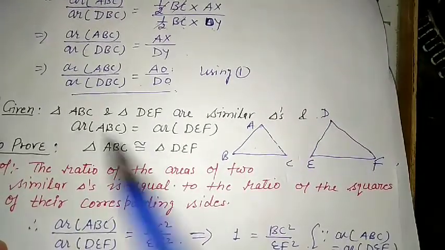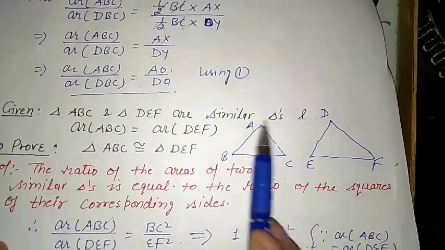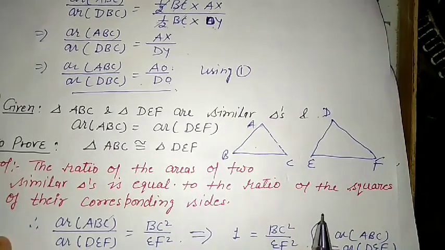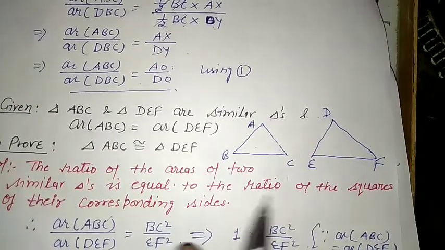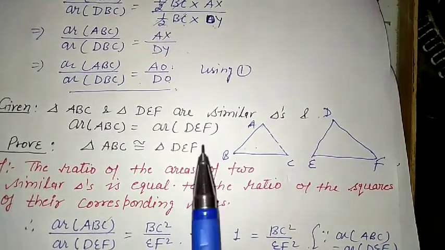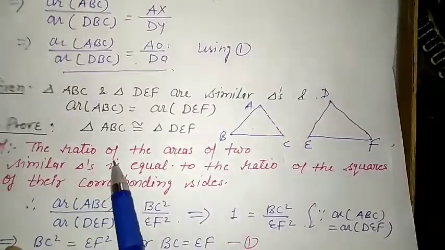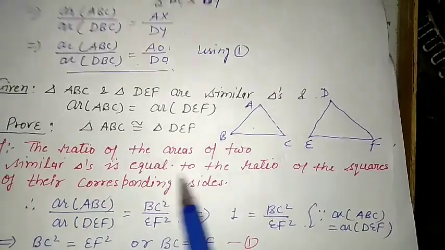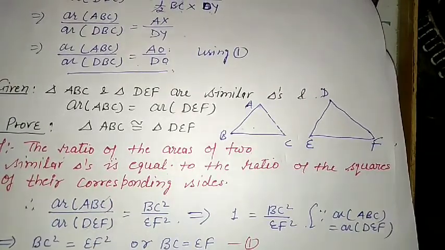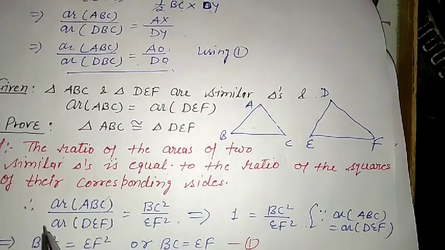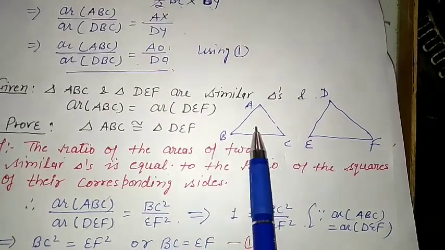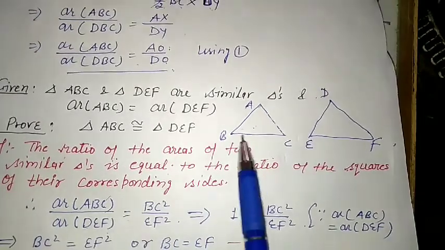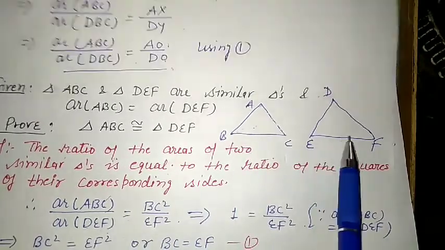So what we have to prove? We have to prove that triangle ABC is congruent to triangle DEF. Congruency you have just read in your 9th class, so you are well familiar with the properties of congruent triangles. So here what we have, the ratio of the areas of two similar triangles is equal to the ratio of squares of their corresponding sides. This is our area theorem. According to this, area of ABC upon area of DEF is equal to the ratio of the squares of their corresponding sides.